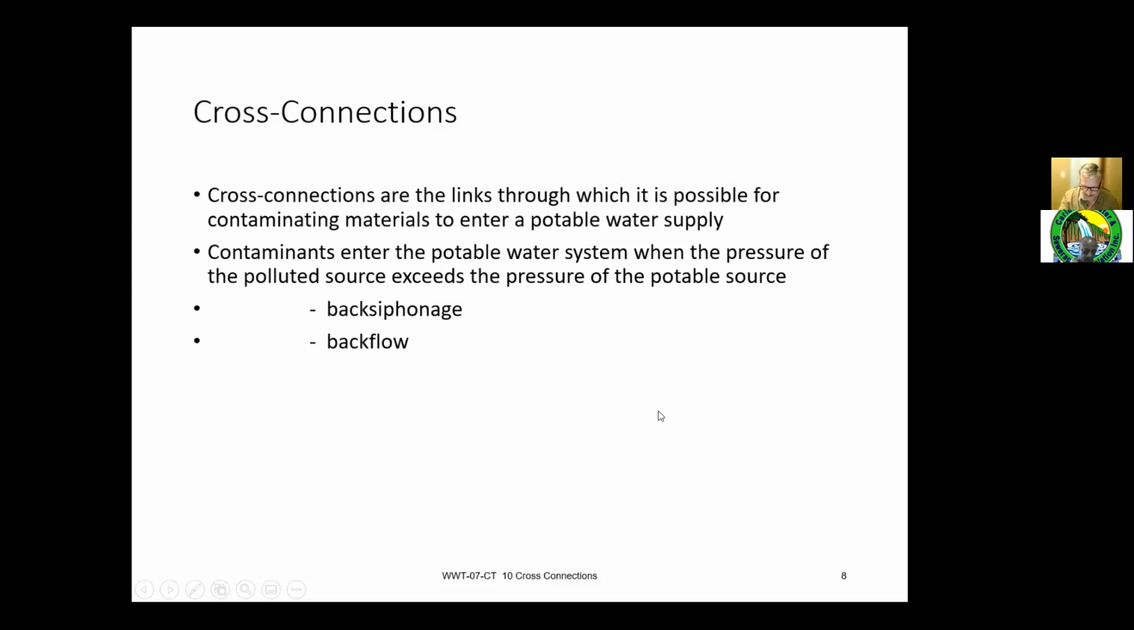So cross connections, mainly back siphonage and backflow. Back siphonage is just like that picture we saw with the truck and the chemical tank. If the potable water pressure dropped off, it's going to back siphon right out of that tank and into the system. And backflow is higher pressure on one side overcoming another pressure. So you have a potable water system that's at a certain PSI or kPa, and whatever it's connected to on the other side has a higher PSI or kPa, and will push that contaminant directly into the potable water supply.